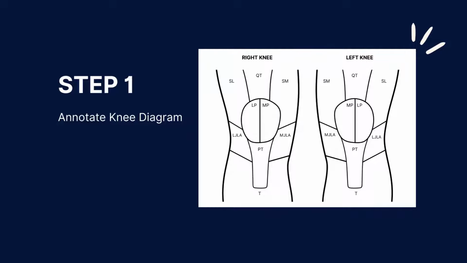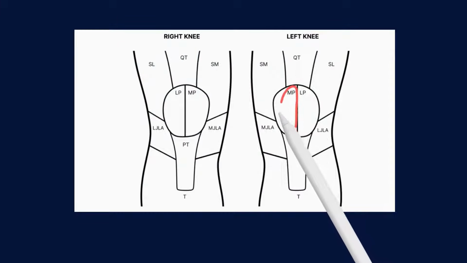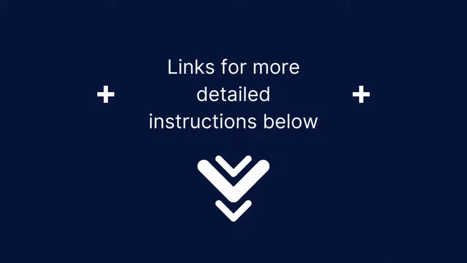The first step is to annotate the knee diagram provided. This step can be completed by the patients themselves if they wish. You might have noticed that some relevant areas have been labelled, such as the medial and lateral joint line areas, patella, and quadriceps tendon. Each of the areas labelled correlate to common knee pathologies. You can see our full guide to knee pain location chart on the Carepatron website for more details.